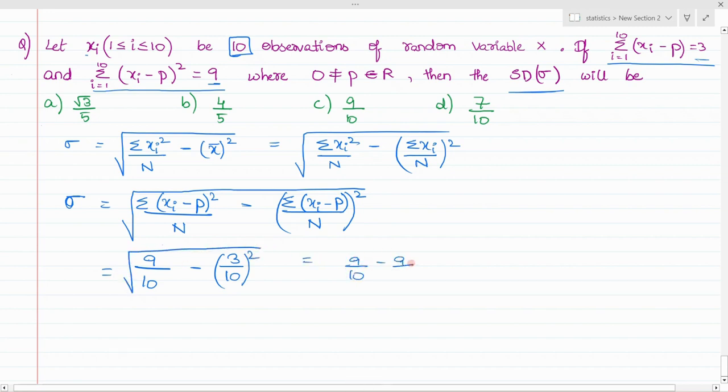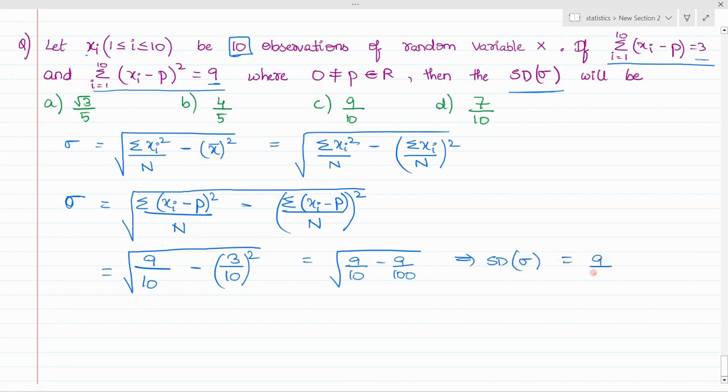9 by 10 minus 9 by 100 under root. The final answer, the standard deviation, will be 9 by 10. So option C is the required answer to this question.